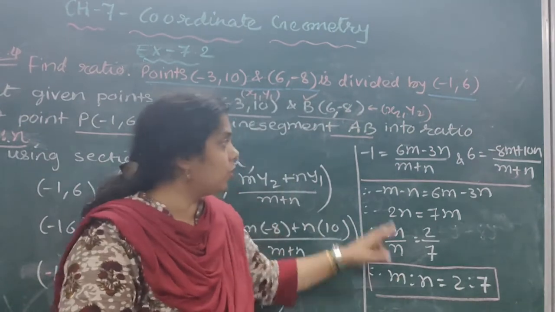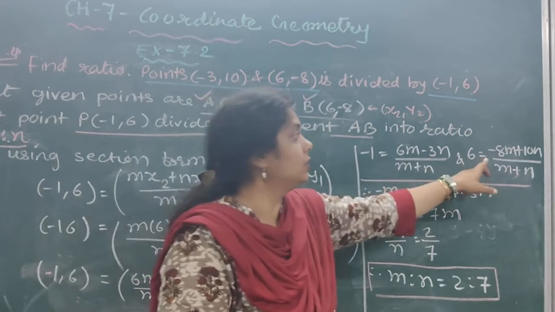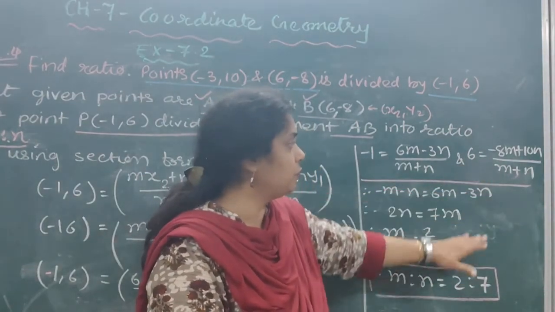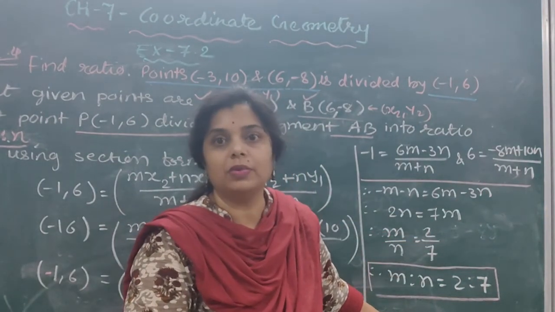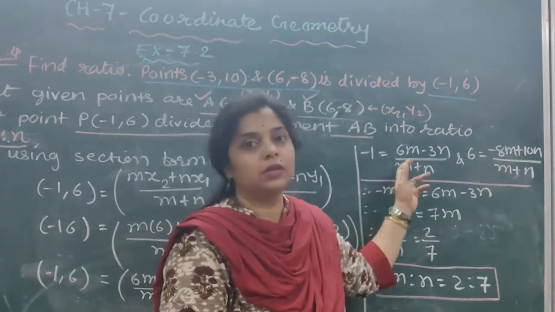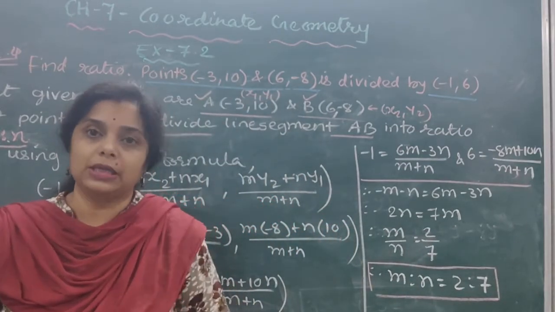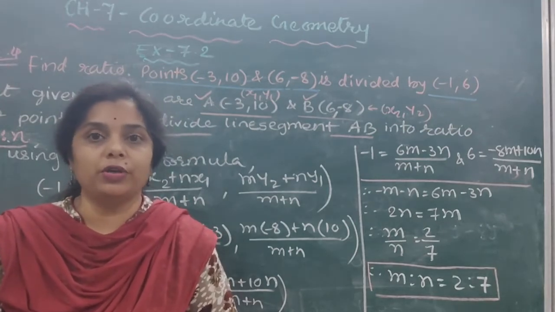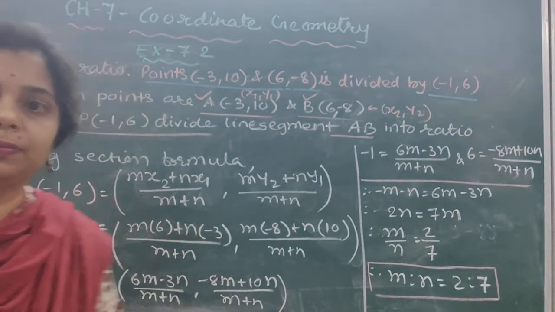I did it for one x coordinate. You have to do it for the y coordinate also. The same calculation, the same steps you have to follow, and you will get the same answer: m is to n is equal to 2 is to 7. But both things are necessary to mention or show. I hope it is clear how to get a ratio if the coordinates of a point which divides the line segment are given. Let's do the next sum.